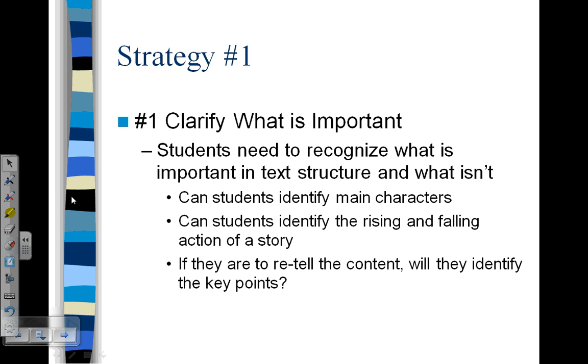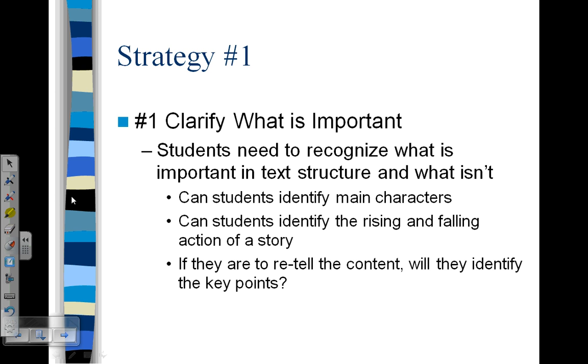Strategy 1 that Marzano suggests is to clarify what's important. By doing this, students need to recognize what's important in the text structure and what isn't. When you think about practicing this in the classroom, if you read a story, whether in social studies or in English, can the student identify the main characters, and the rising and the falling of action in the story? Are they able to retell the content the way that the content actually occurred?